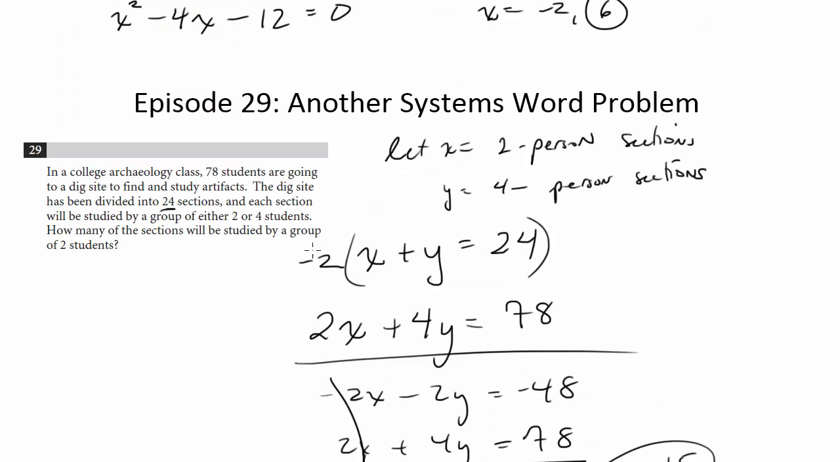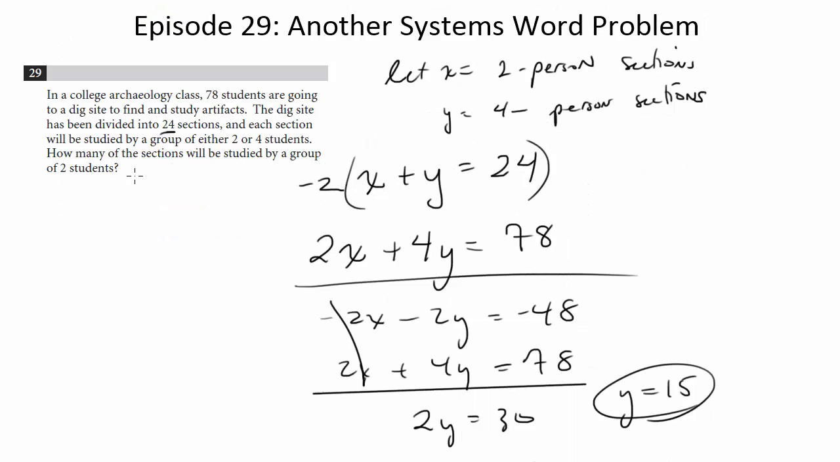Now, what do they want? They want the number of sections studied by a group of 2 students. Y, which is 15, is the 4-person sections. So let's just plug it in. We know that there's got to be 24 sections total, so that means x has got to be 9, and that is our answer.